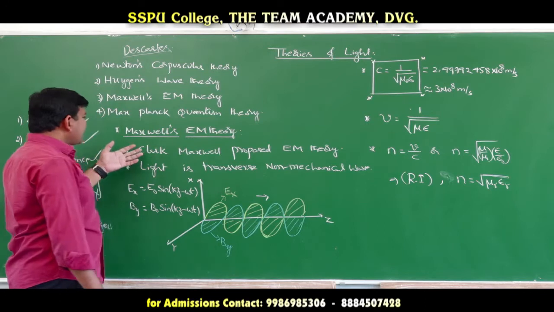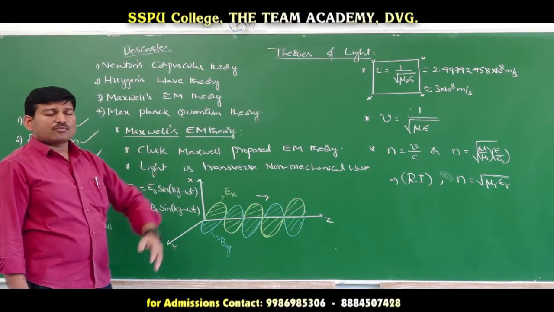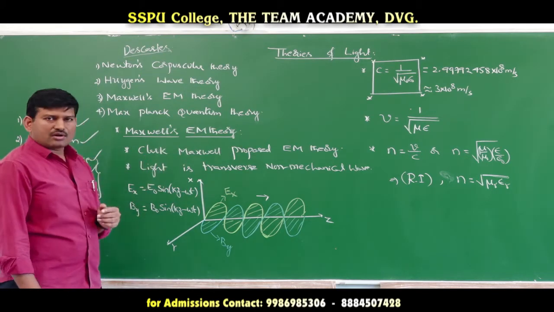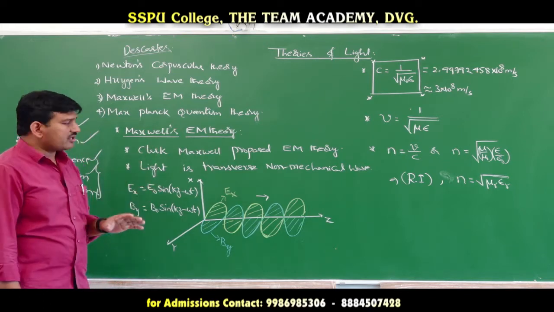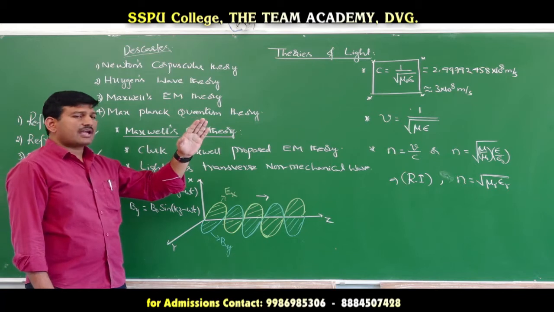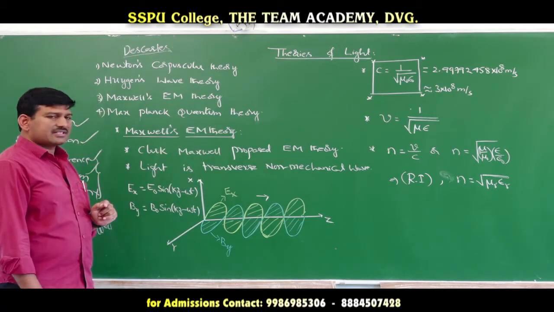Maxwell's theory also told that the speed of light is given by the formula 1 by square root of mu naught epsilon naught. That formula's derivation is not in our syllabus, but using Maxwell's electrodynamic equations, we can get that formula, and using it, if you calculate the speed of light, the answer matches the experimentally noticed value.